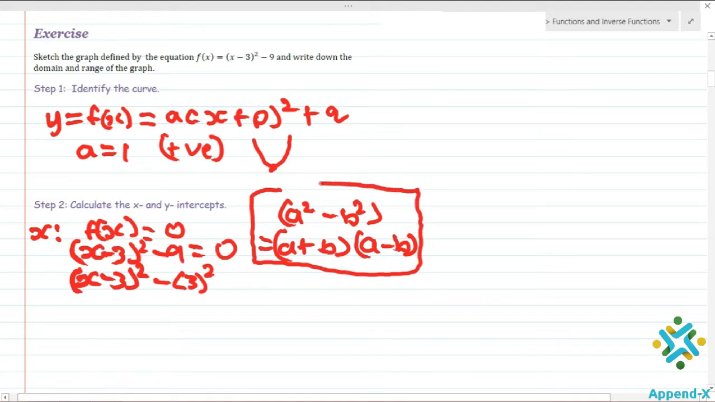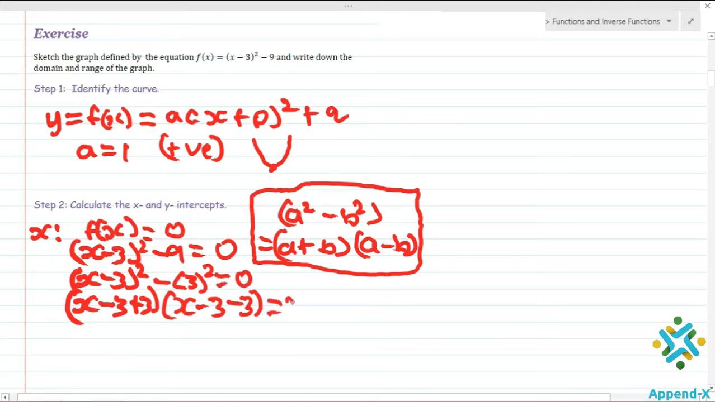Okay. Now in our case, a is x minus 3 and b is 3. Now factorizing this, we get (x minus 3 plus 3)(x minus 3 minus 3). Now negative 3 plus 3 gives us a 0, therefore this is x plus 0.